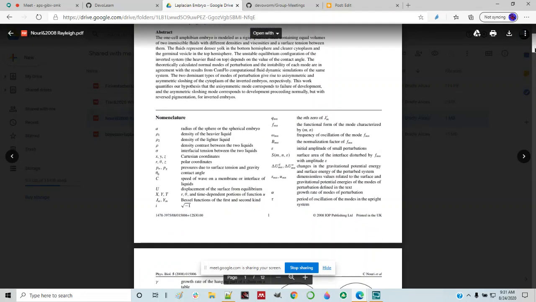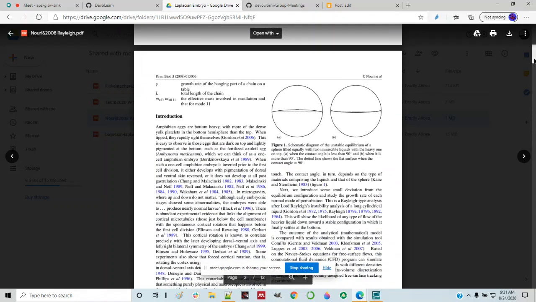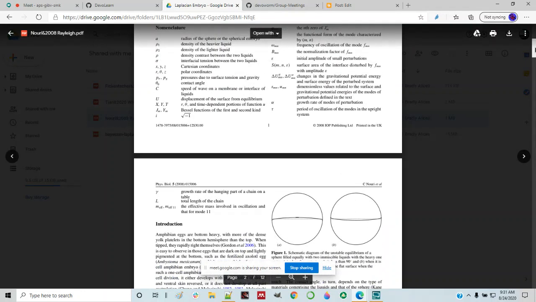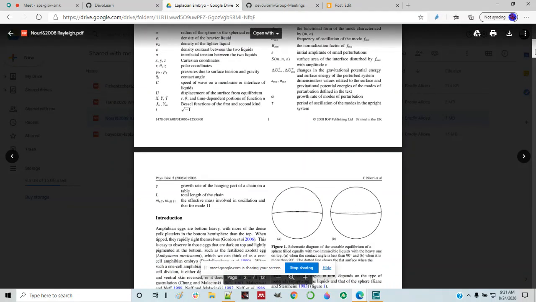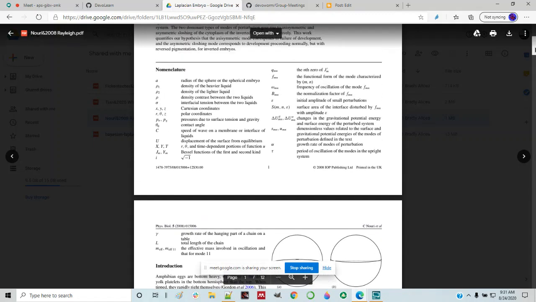So here they're showing some of these properties of the cell, and they're looking at these instabilities. So Rayleigh instability is, I can't quite remember what that is. Oh, that's if you have a cylindrical piece of fluid, it breaks up into drops. Oh, okay. So this is, yeah, they have all the notation up at the top of the paper, so that's always good.